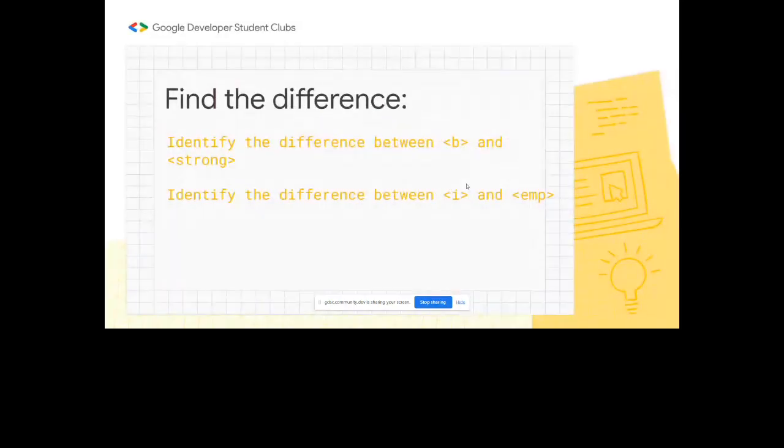So I want the answer for this. Does anyone of you know the difference between b and strong and i and em tags? If you know the difference, please post that in the chat box.